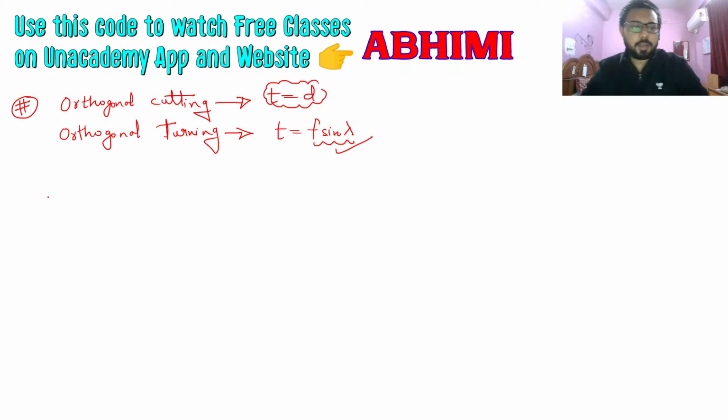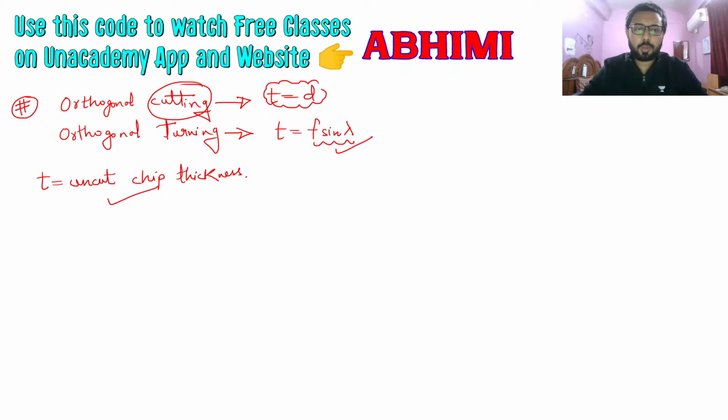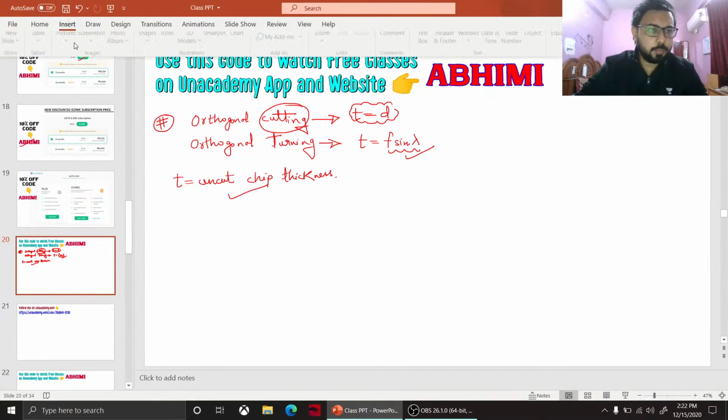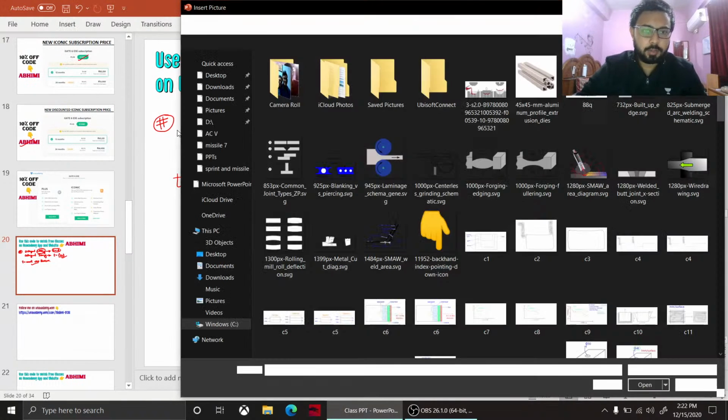Here t is equal to, let me write it here, uncut chip thickness. So t is uncut chip thickness, but for orthogonal cutting it is equal to depth of cut. And how you can just look here in this figure, let me show you that. So let me just show you the figure so that you have proper info about what we are discussing.